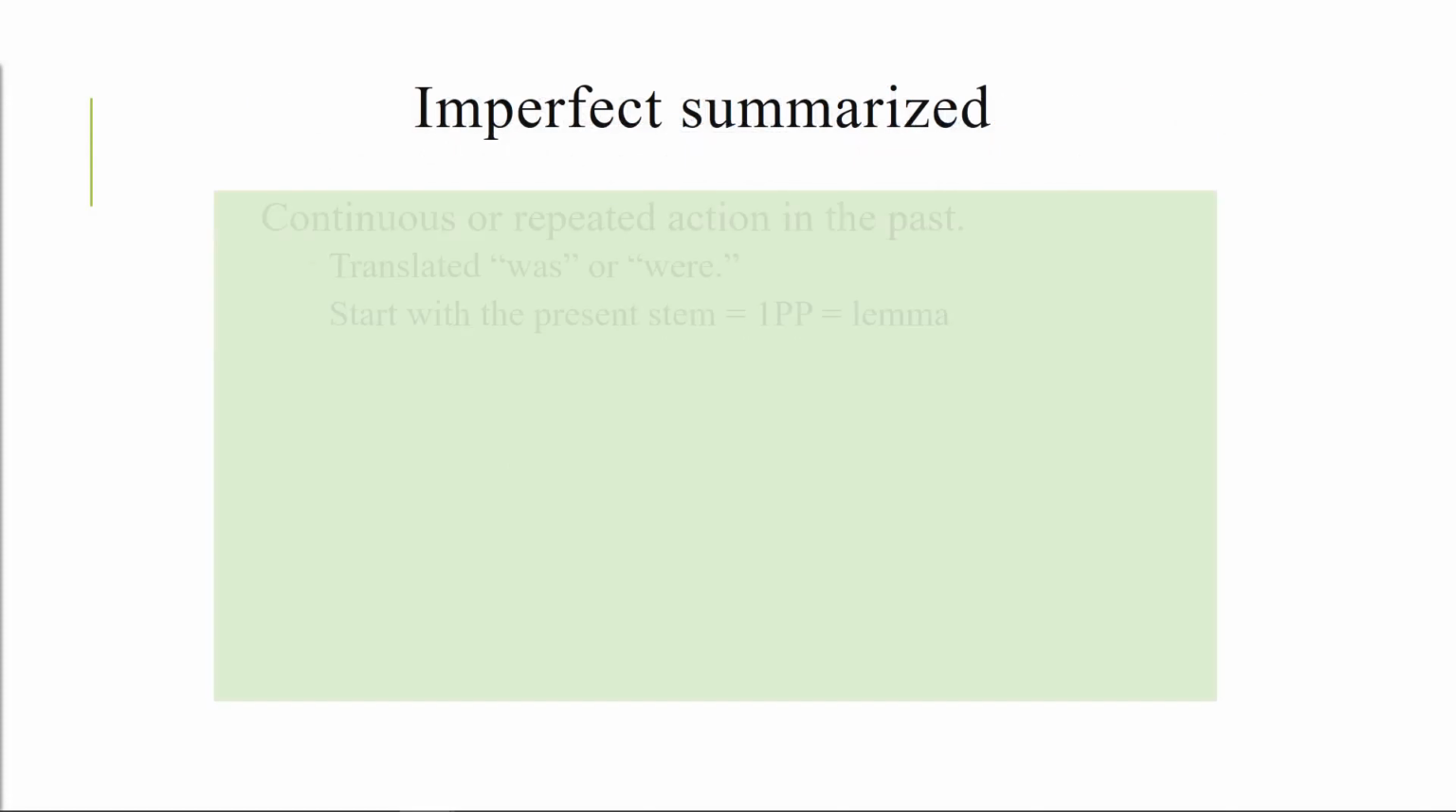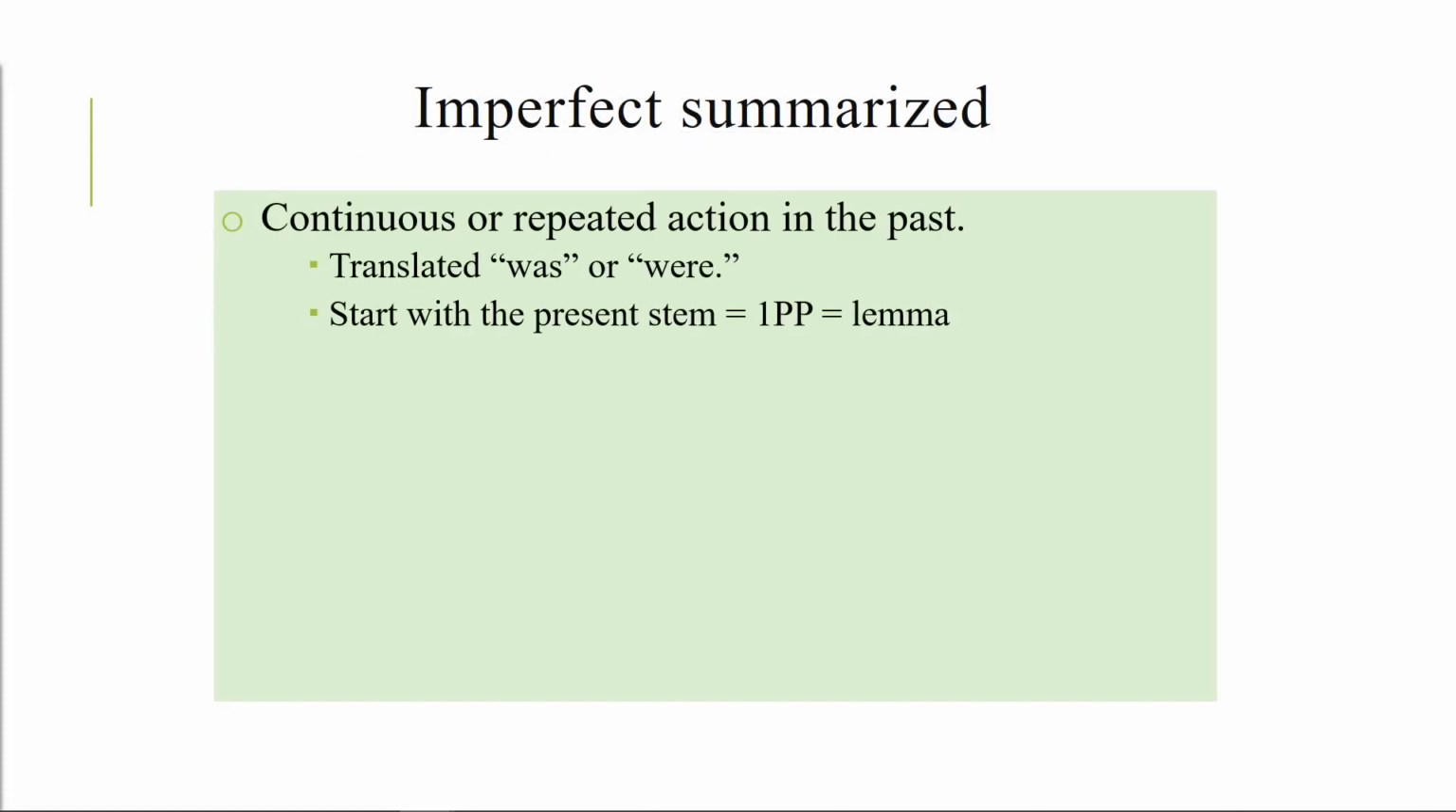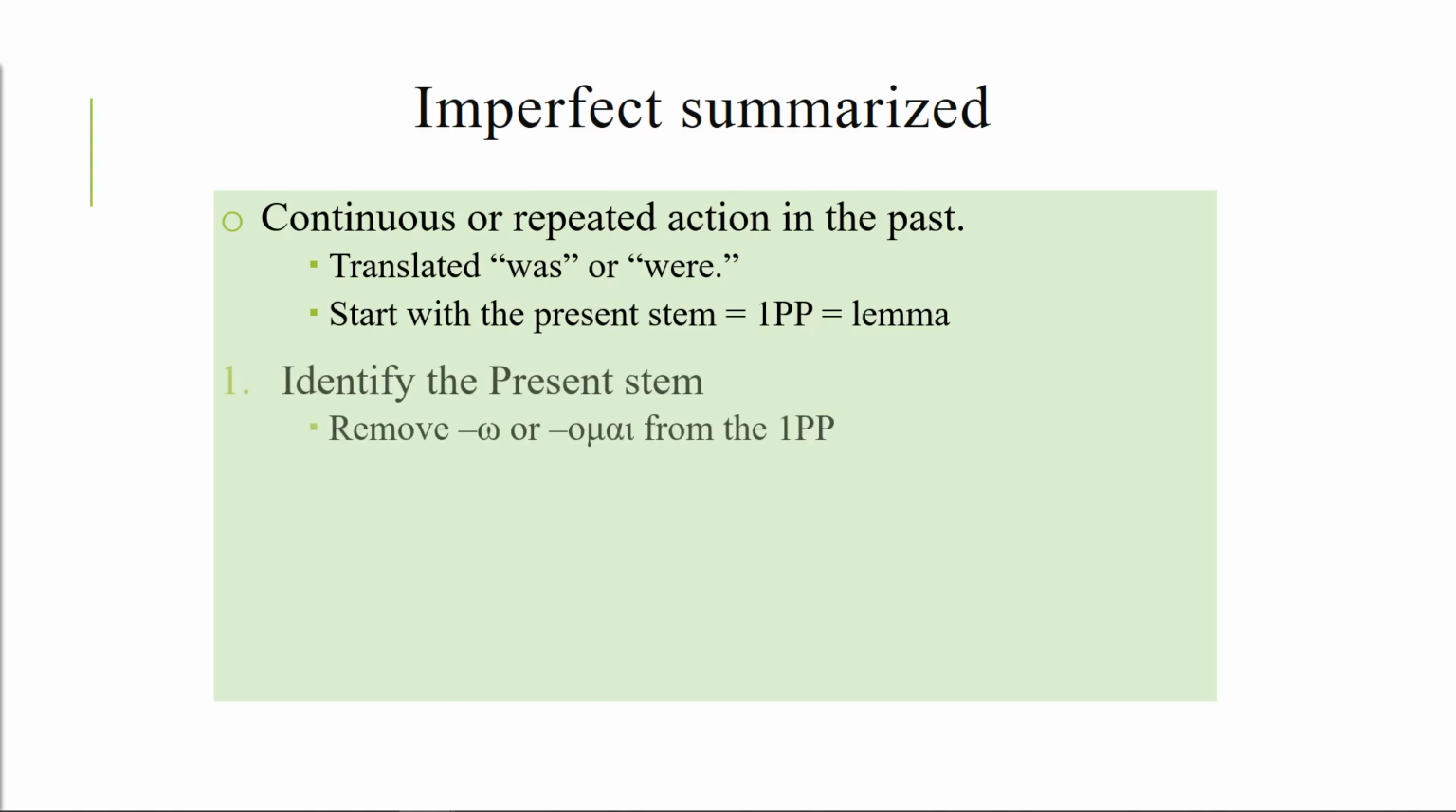So let's remember the imperfect. The imperfect is continuous or repeated action in the past. You form it from the present stem, which is the first principal part, which is the lemma. So how do you form the imperfect? Well, the first thing you do is identify what the present stem is. So you take the lemma form, the first principal part, and you take off the omega if it's active or the omai if it's deponent. Okay?